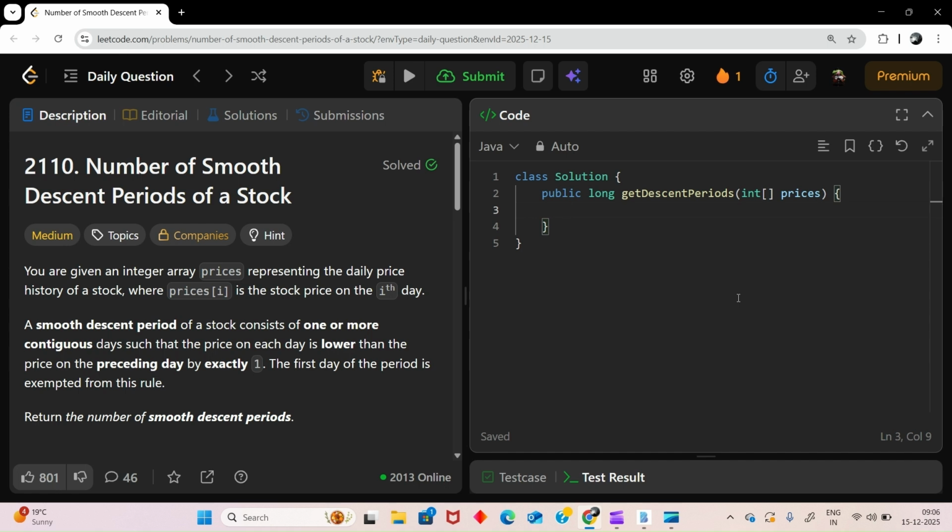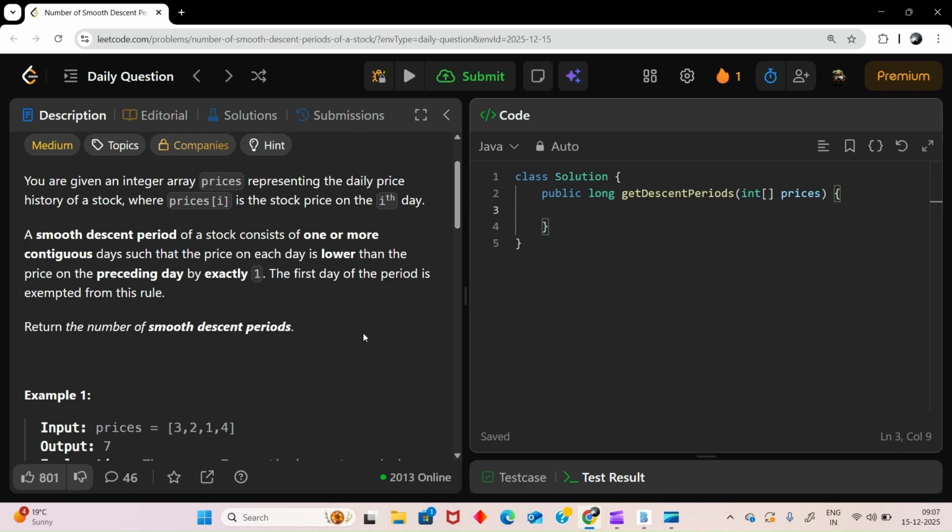Hello everyone, let's start solving today's Leetcode daily challenge question. The question is number of smooth descent periods of a stock. You are given an integer array prices representing the daily price history of a stock, where prices of i is the stock price on the ith day.